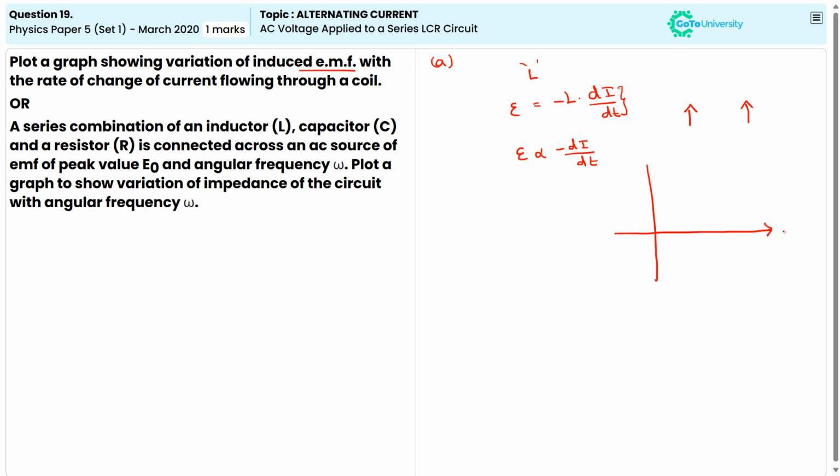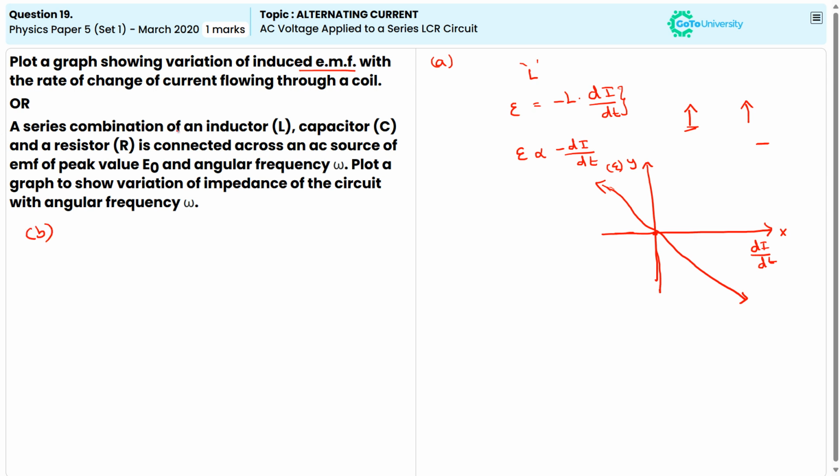Now let us take the rate of change of current di by dt on the x-axis and the induced EMF, epsilon, on the y-axis. So as the rate of change of current increases, the induced EMF also increases linearly. So we'll get the graph like this. So this is the graph of variation of induced EMF with the rate of change of current flowing through a coil. Now let us solve the second question, the B question.